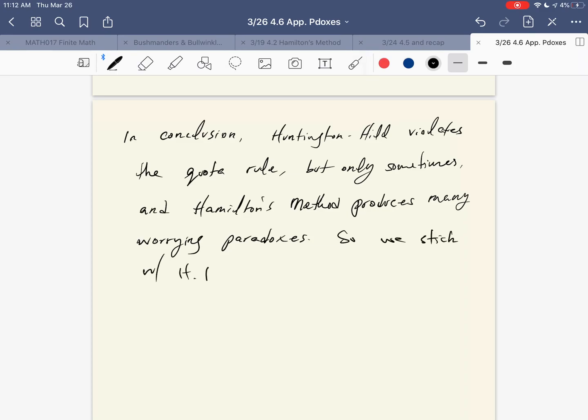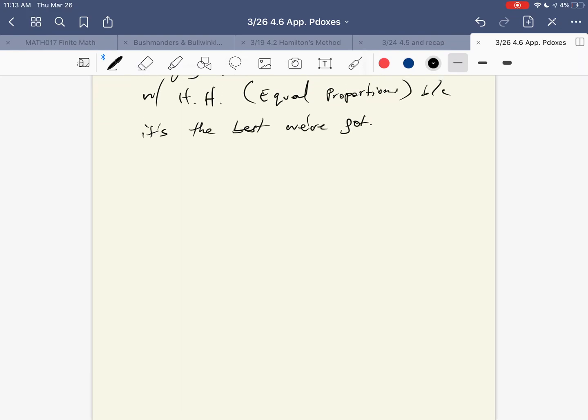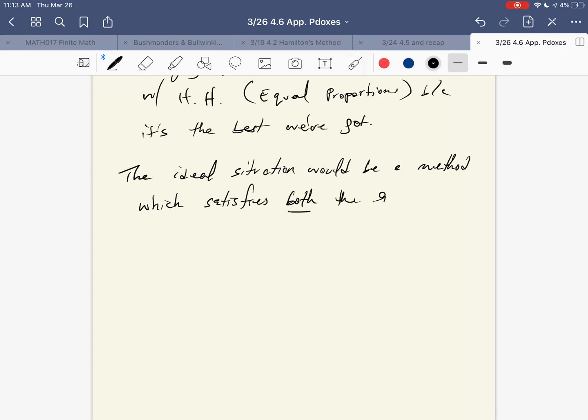So we stick with Huntington Hill equal proportions, because it's the best we've got. And why do I say it's the best we've got? Well, it's because of this Balinski-Young impossibility theorem. The ideal situation would be a method which satisfies both the quota rule and produces no paradoxes.